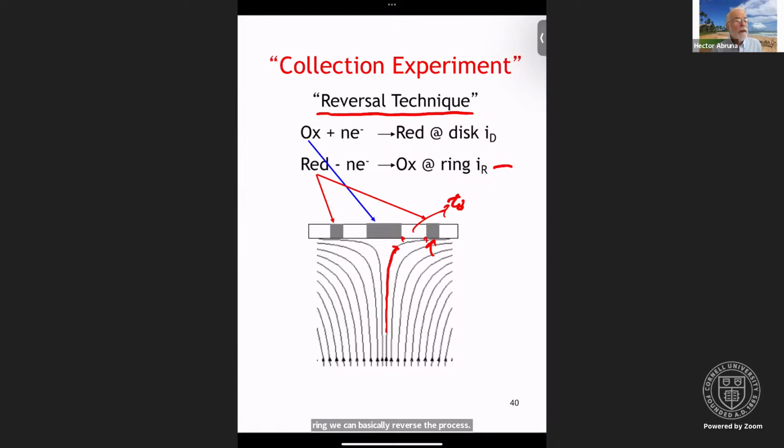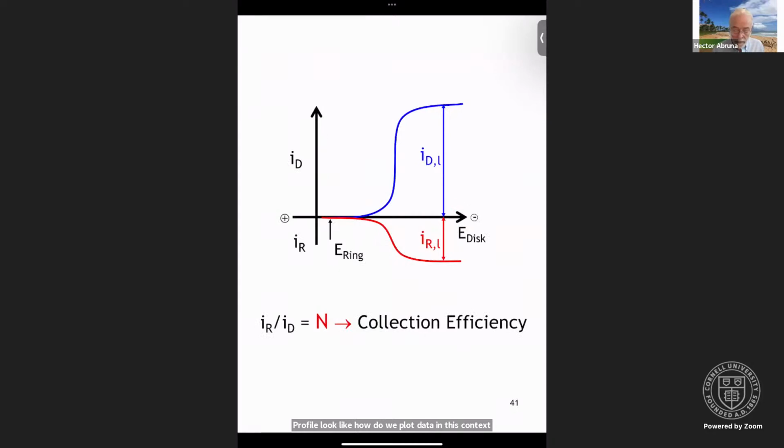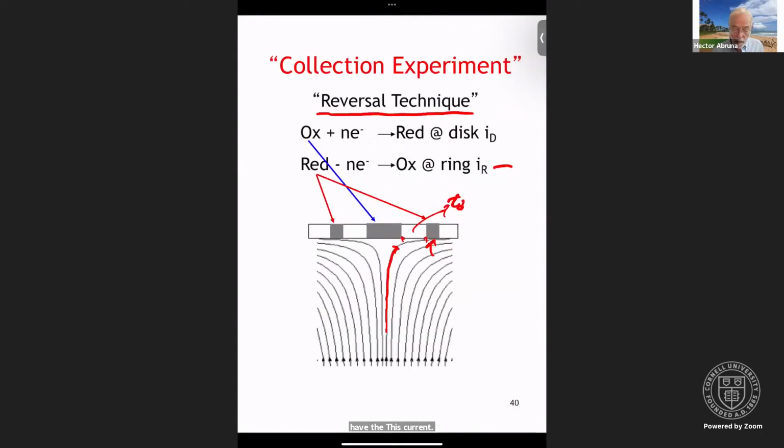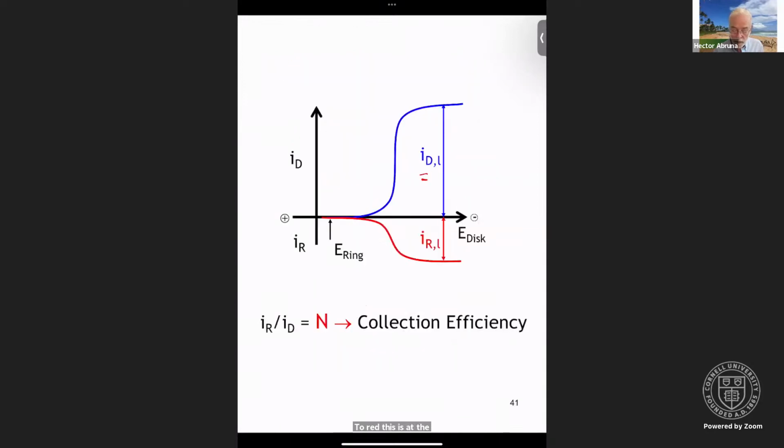So what does the profile look like? How do we plot data in this context? And so the idea is to plot both the disk and the ring currents on the same plot. And so, for example, here we have this current. The current here is proportional to the reduction of Ox to Red. This is at the disk. So here I_D tells you that's a disk current at this potential. It's the limiting current at the disk.